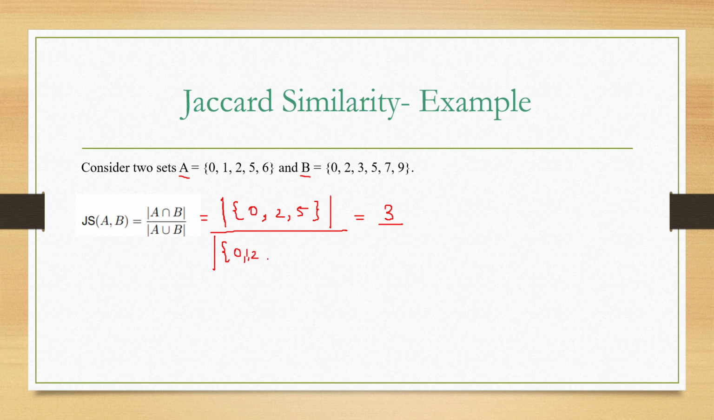So we have 0, 1, 2, 3, 5, 6, 7, 9. Okay, and then we count the number of elements in this. So this is 8, and we get the answer as 0.375. So the Jaccard similarity between these two sets is given by 0.375.